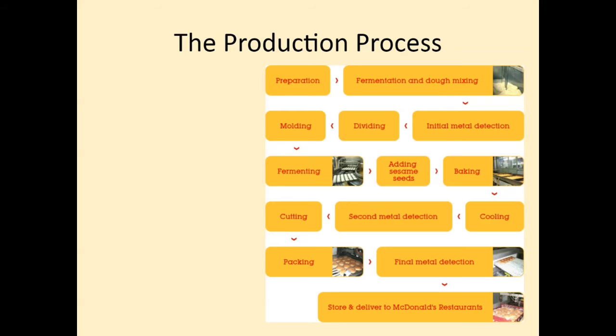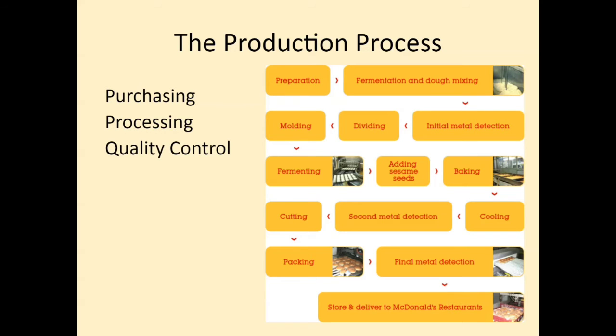So once you've actually sat down and gone through yourself what you think all of the steps are, we want you to consider these categories: purchasing, processing, quality control, and possibly grading. And make sure that we've thought of all of these aspects.